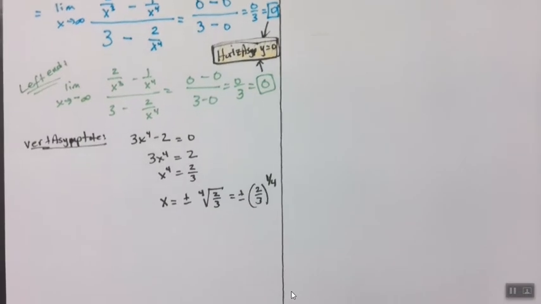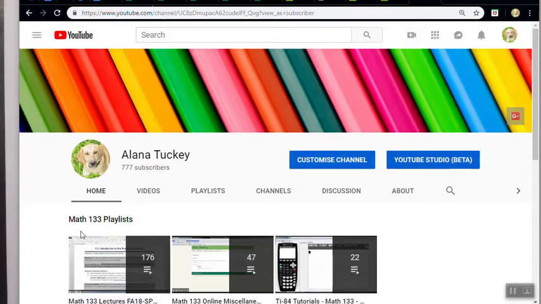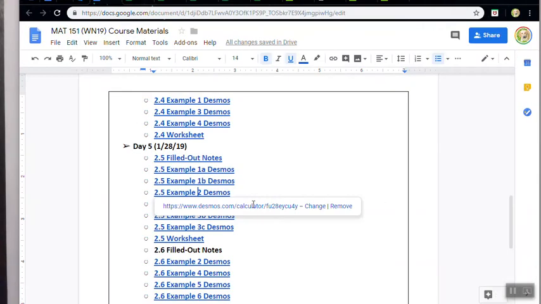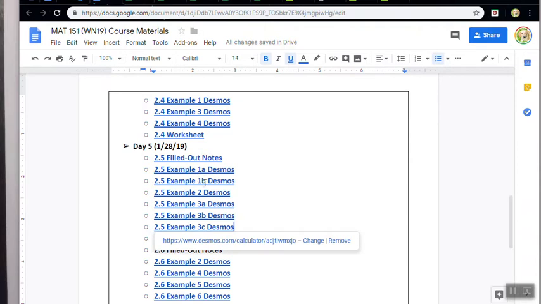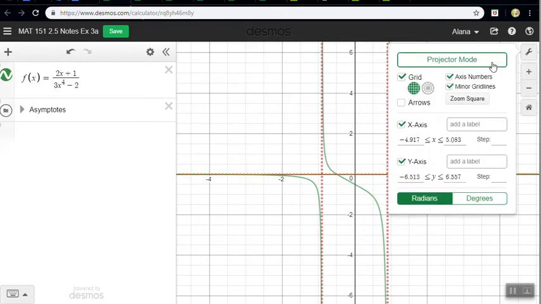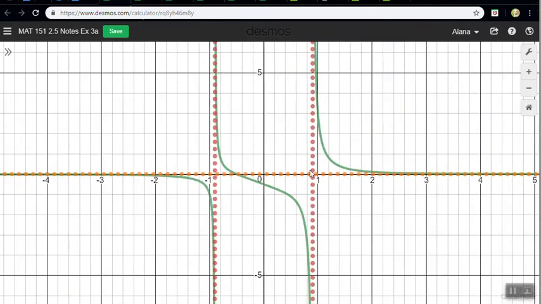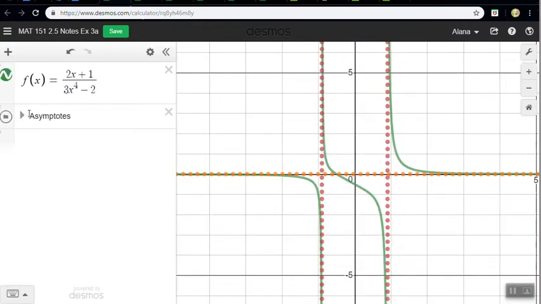All right, so now let's see if I am correct. She says knowing that she is correct, but let me prove it to you. All right, so here we are. This is example 3a. Let me pull that up. And here's the function, and you can see that there are the asymptotes. Let me switch to projector mode here real quickly so you can see it a little bit better. So we have vertical asymptotes and we have a horizontal asymptote. And the horizontal asymptote is rather obviously y equals 0. I was indeed correct about that.